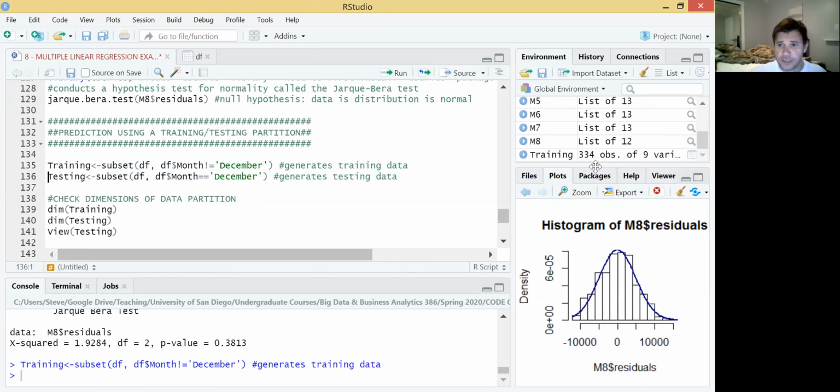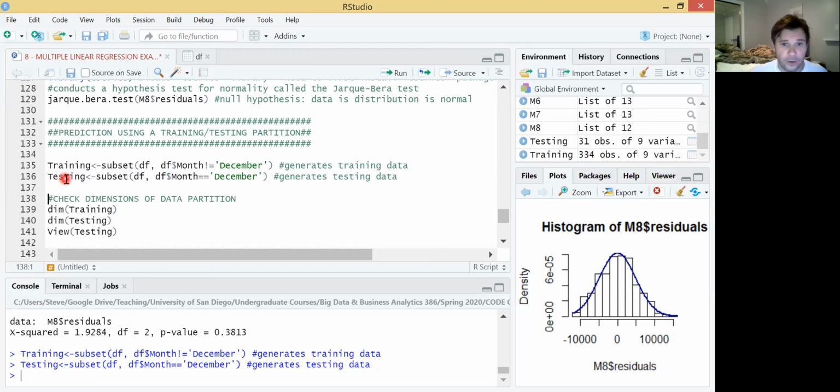You'll notice the training data set, if you look in the top right in the global environment window, has 334 observations now. We did not include the 31 days of December, which would have added up to 365. For our testing data set, we are going to take the subset of the original data frame where the month is equal to December. We can see the testing set in the global environment window has 31 observations. Those are our 31 days in December.